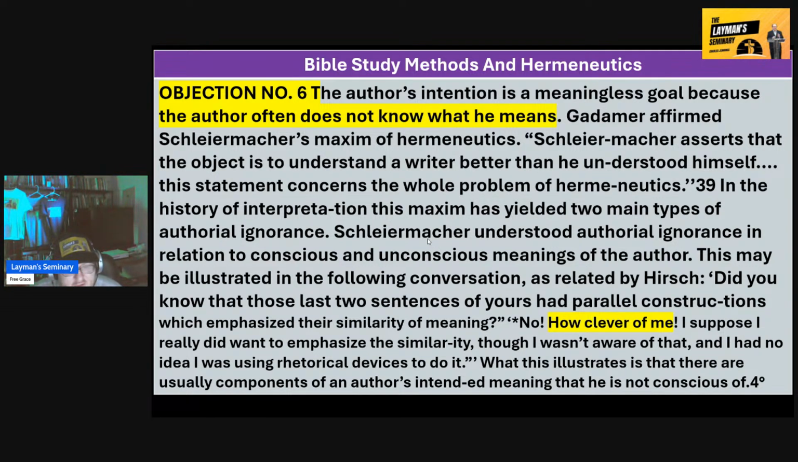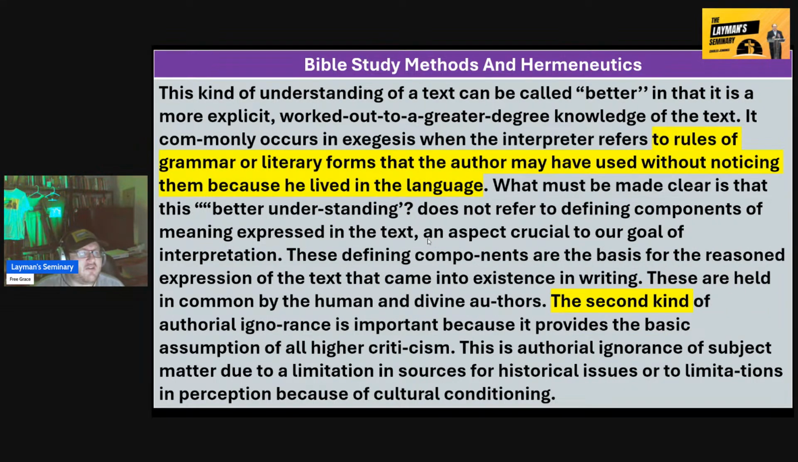What this illustrates is that there are usually components of an author's intended meaning that he's not conscious of. This kind of understanding of a text can be called better, in that it is a more explicit, worked out, to a greater degree knowledge of the text. It commonly occurs in exegesis when the interpreter refers to rules of grammar or literary forms that the author may have used without noticing them because he lived in the language.